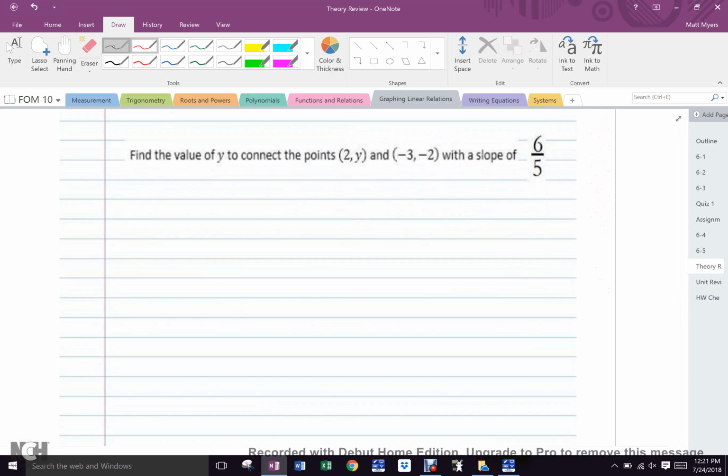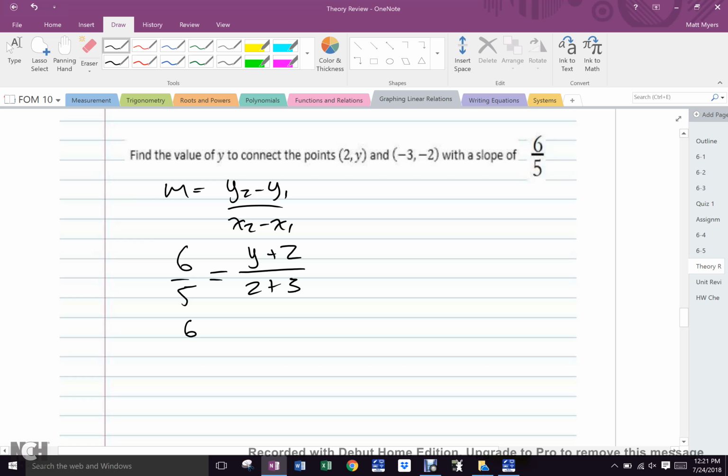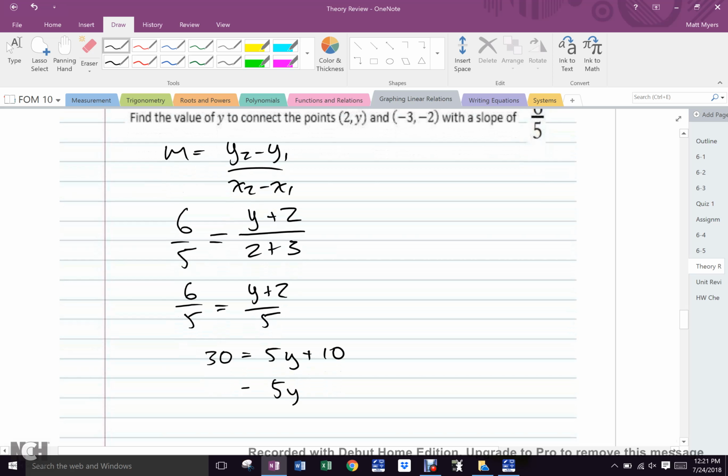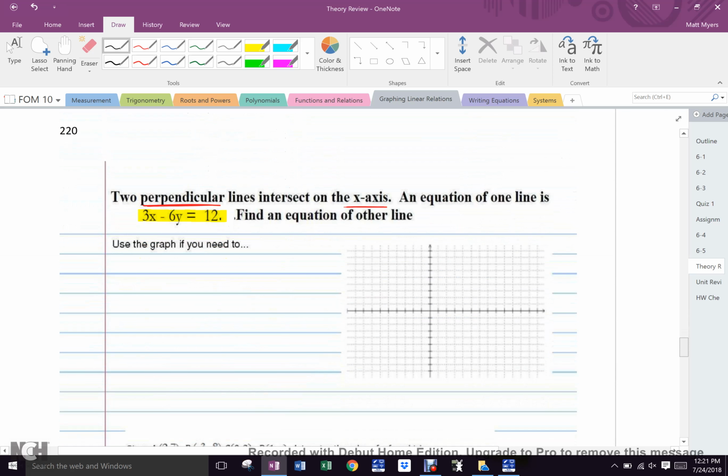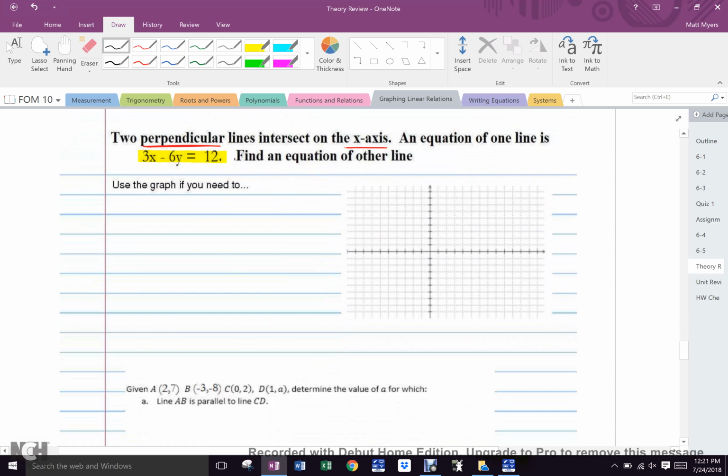To connect this, of course, m equals y2 minus y1 over x2 minus x1. 6/5 equals y plus 2 over 2 plus 3, which is 6/5 equals y plus 2 over 5. 30 equals 5y plus 10. 5y equals 20, y equals 4. 2 marks. Use the graph if you need to, but of course you don't need to.